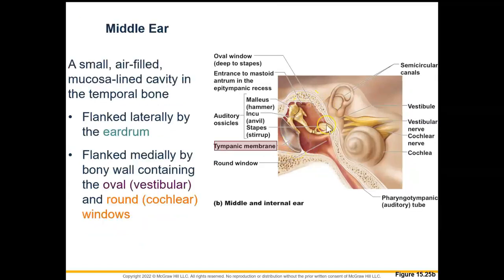Moving on to the middle ear, this is a small air-filled, mucus-lined cavity in our temporal bone, and it's flanked laterally by the eardrum, and then flanked medially by a bony wall that contains something known as the oval window. The oval window makes contact with the ossicle here. And we will also have a special area below that known as the round or cochlear window.